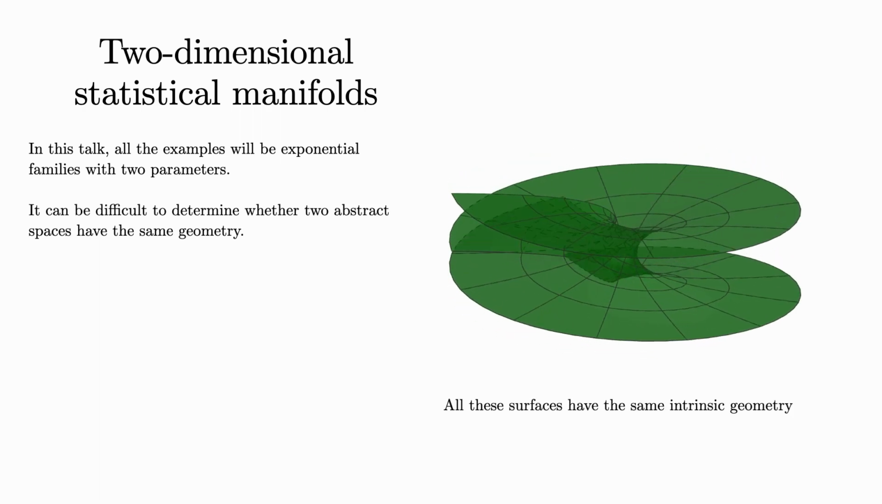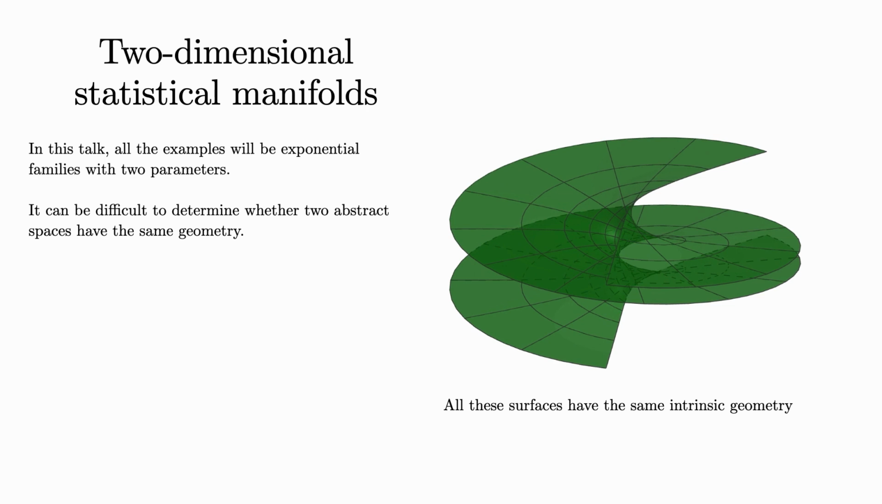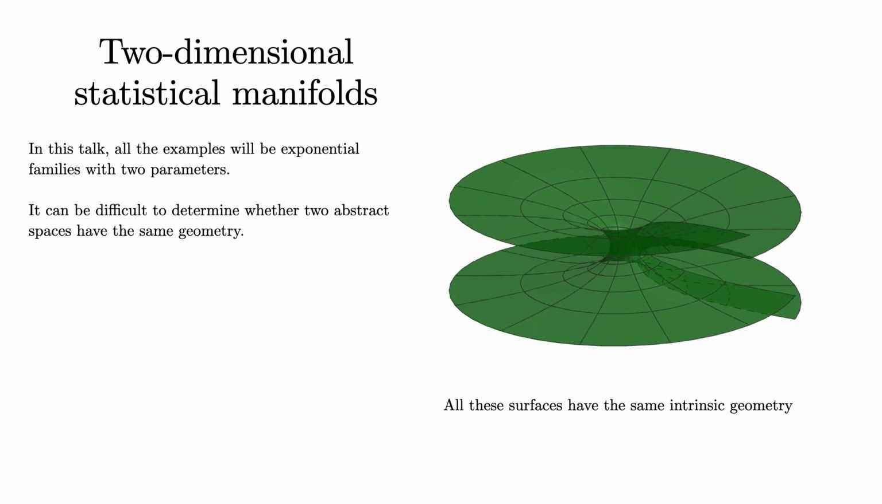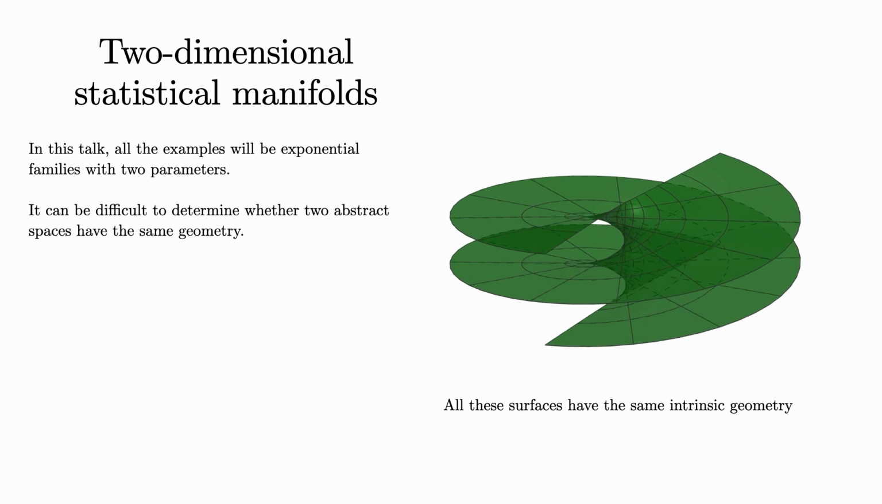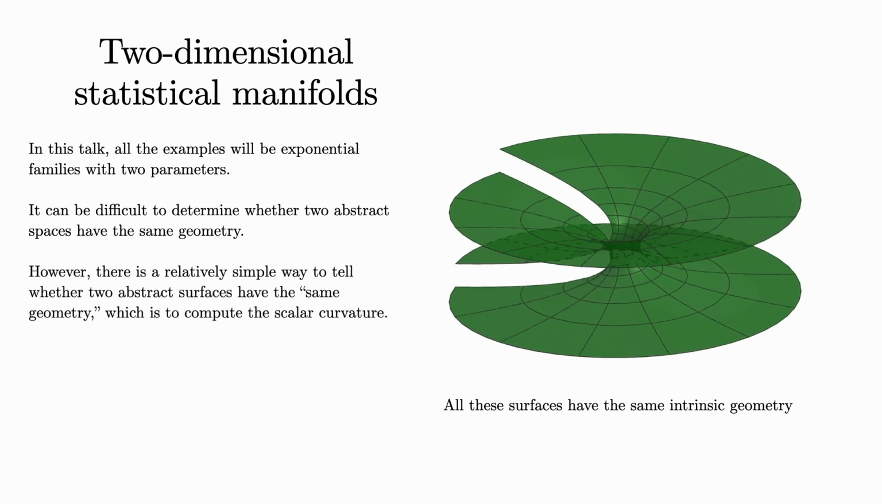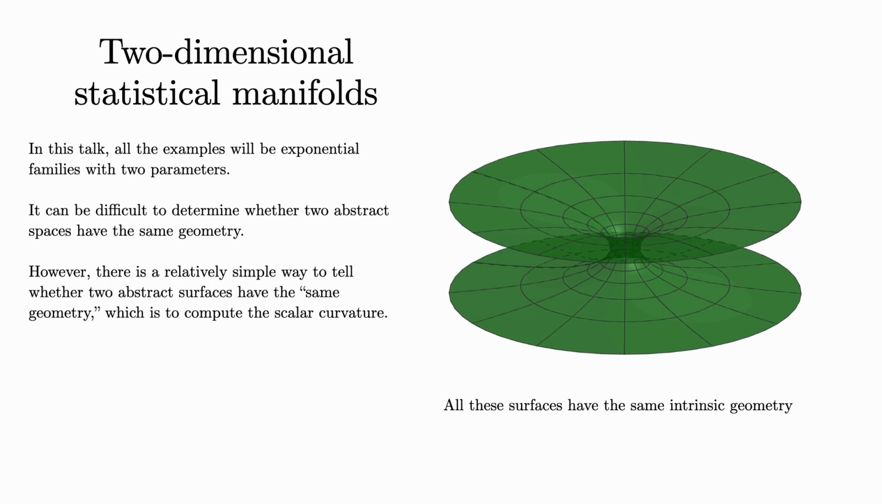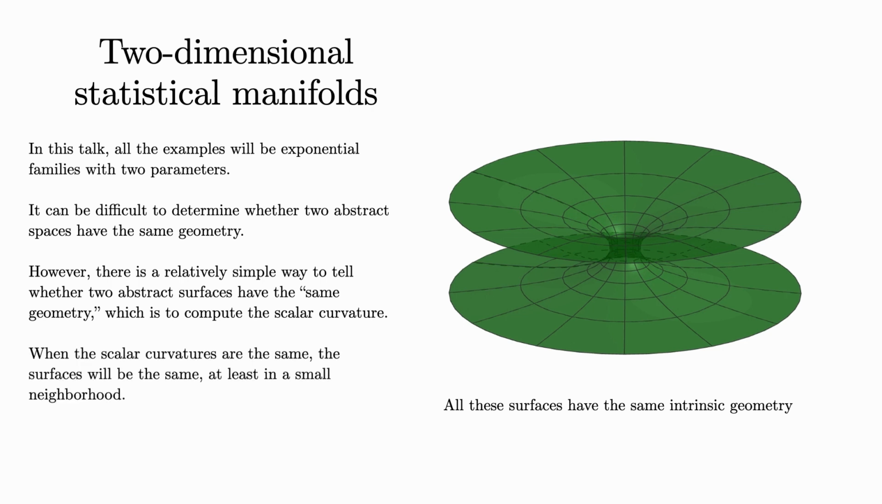In this talk, all the examples will be exponential families with two parameters, and there's a reason for that. It can be difficult to determine whether two abstract spaces have the same geometry, because the statistical manifold is going to be some abstract Riemannian manifold. But there's a relatively simple way to tell whether two surfaces have the same geometry, which is to compute the scalar curvature. When the scalar curvature is the same, the surfaces will be the same, at least in a small neighborhood. So they'll locally look the same, but if you zoom out far enough, you might be able to tell them apart.